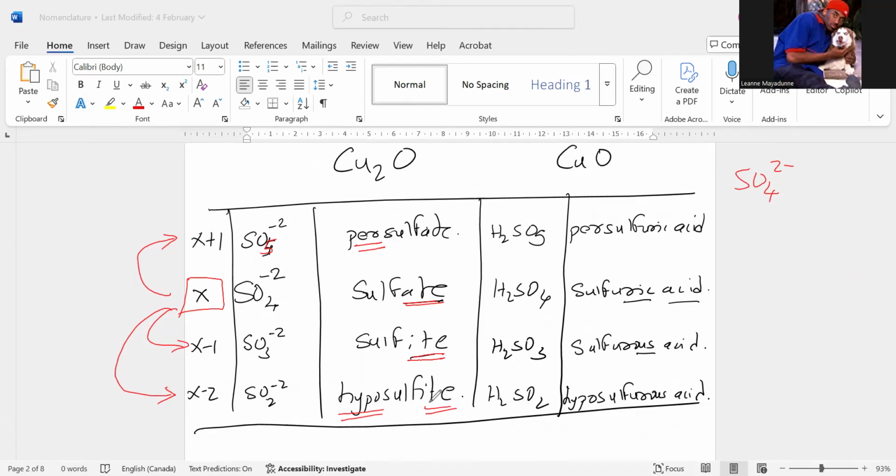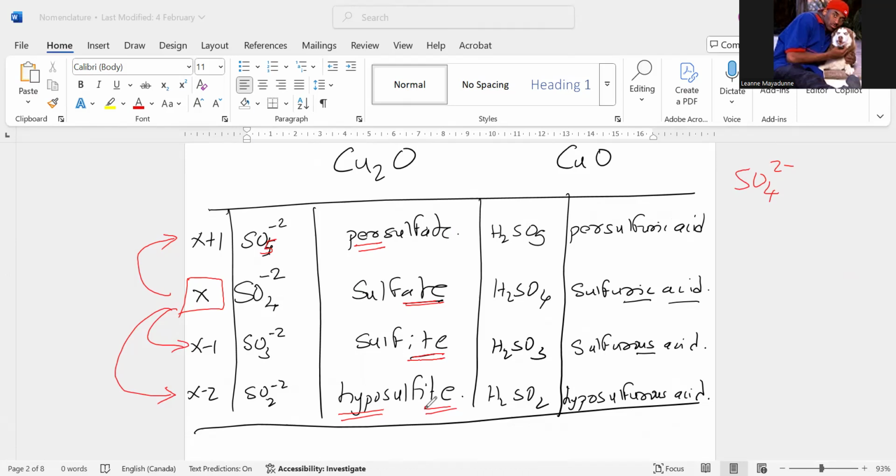Okay. What does the last part say? The persulfuric acid. Wait, no, that you don't write. Are you done with this? Yes. Persulfate, sulfate, sulfite, hyposulfite.